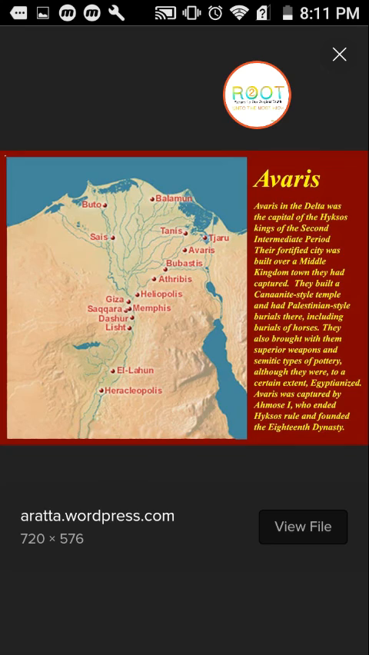Okay, so to give you another account of Avaris right here, it's under Tanis and Tjaru. Then over here to the right, they have that Avaris in the Delta was the capital of the Hyksos kings of the Second Intermediate Period. Their fortified city was built over the Middle Kingdom town they had captured. They built a Canaanite style temple. So this is all what they're saying that they actually took on.